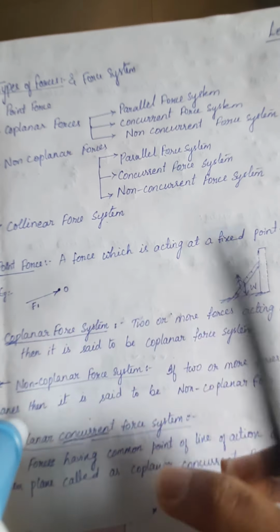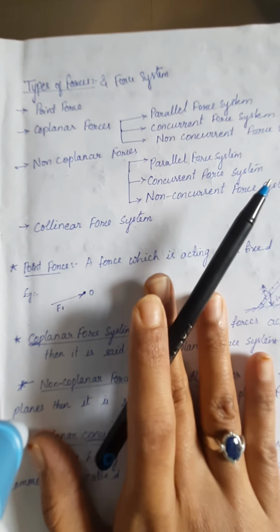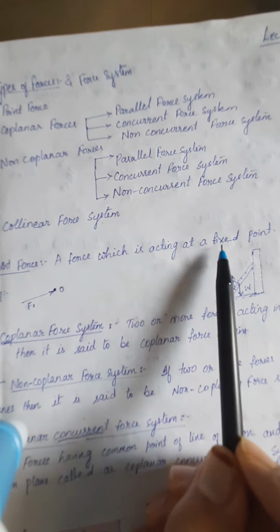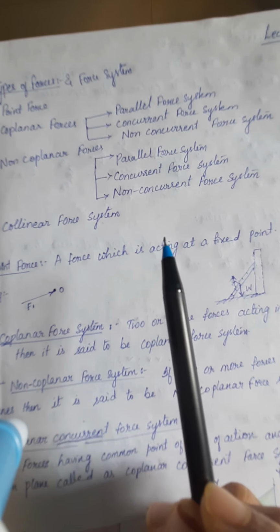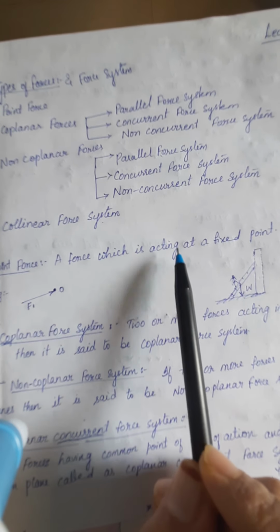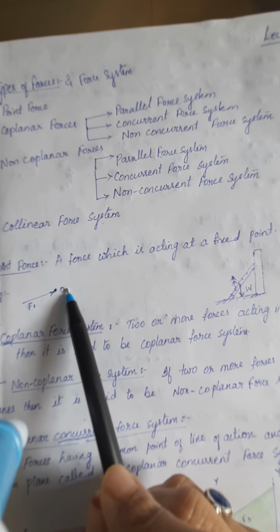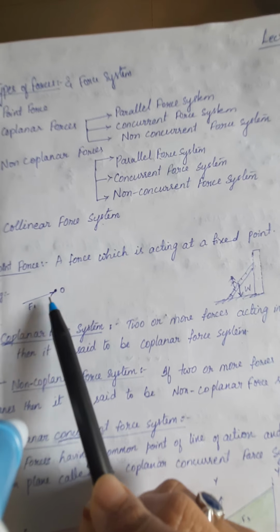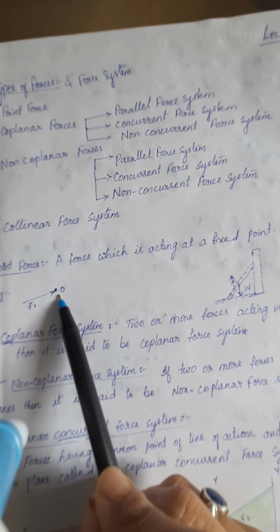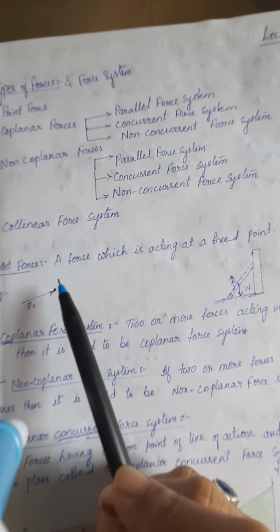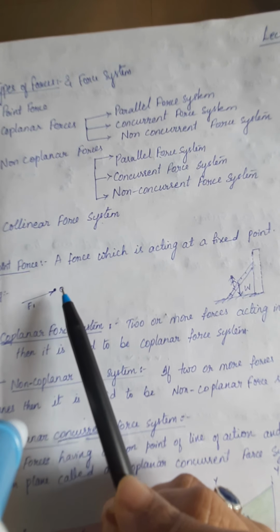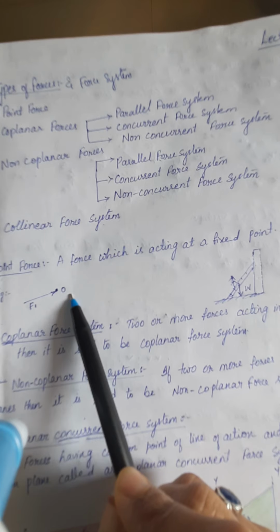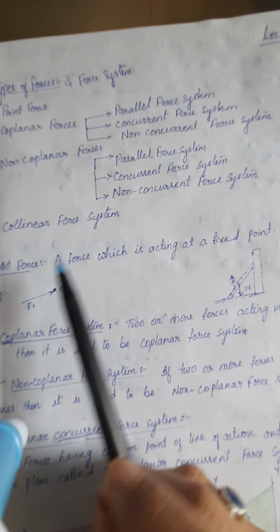Now let us discuss what is this point force. Point force is a force which is acting at a fixed point. It is usually a single force which acts at a fixed point. Here there is a position O, and the single force which is acting at the fixed point is called a point force. Only one force acting at any one position, such a force we call a point force.